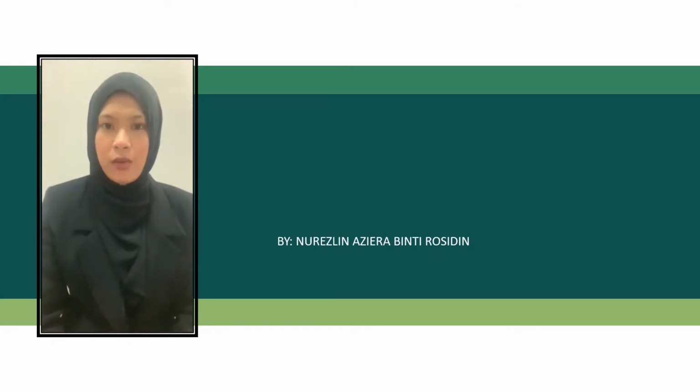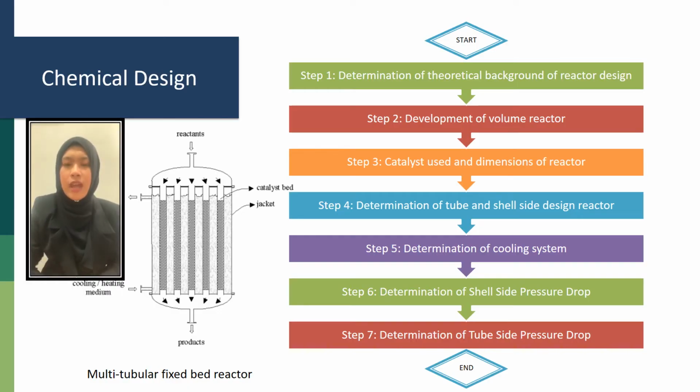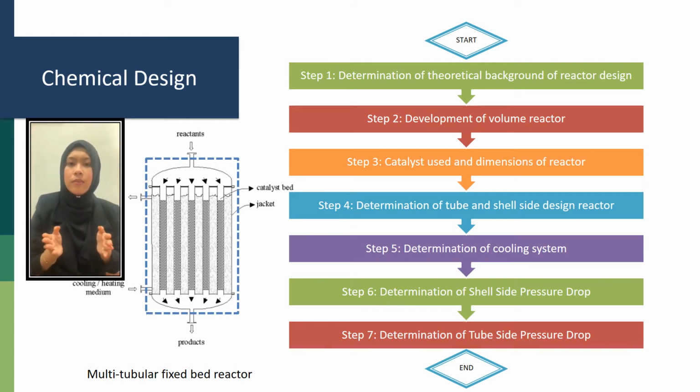Hello, Assalamualaikum. My name is Aziera, and now I will proceed with the design of equipment for the hydrogenation reactor. The type of reactor used for the hydrogenation process is a multi-tubular fixed bed reactor. This reactor consists of a large number of parallel tubes that are placed inside a cooling jacket. In this arrangement of the fixed bed reactor, the gaseous reactant flows through the tubes that contain the packed cobalt catalyst, and the coolant is externally circulated around the tubes, acting as a cooling medium.